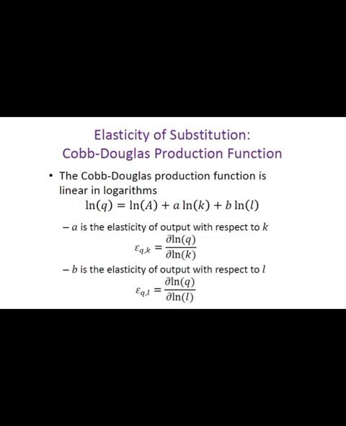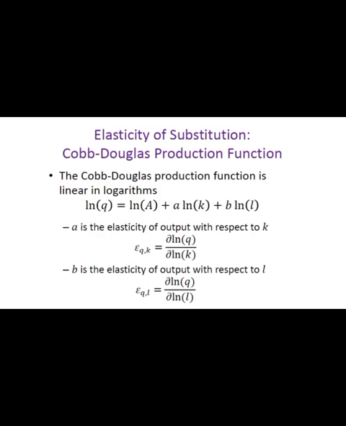A is the elasticity of output with respect to capital. A 1% increase in capital leads to an a% increase in output. Similarly, b is the elasticity for labor. This makes estimating the function with real data much simpler.